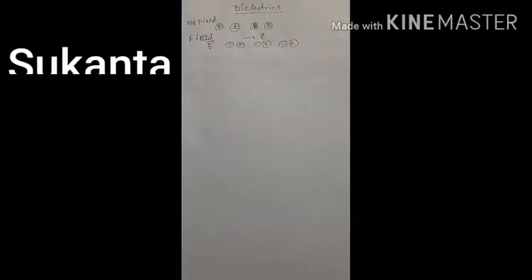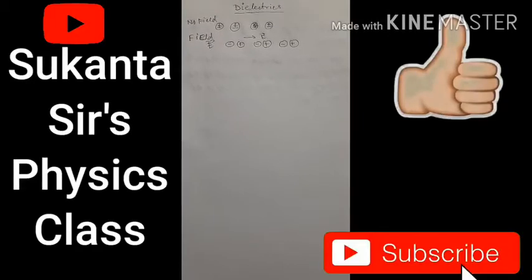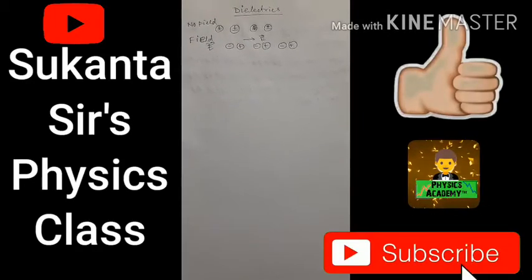Let's discuss dielectrics, which is one of the important topics. Dielectrics are substances in which the electrons are tightly bound to the nuclei of the atoms. That is, in dielectrics, there are no free electrons. This is the basic difference between a dielectric and a conductor.